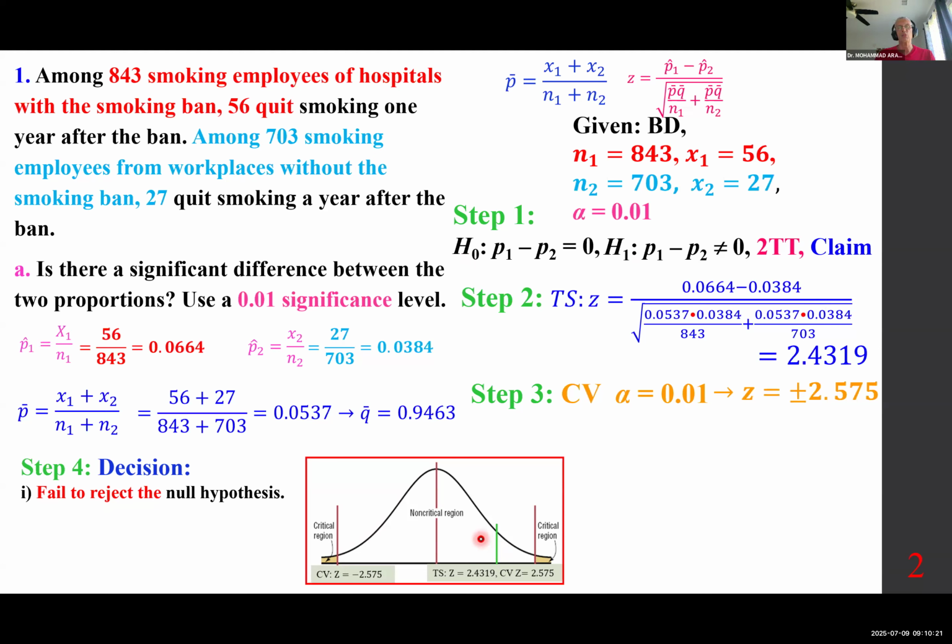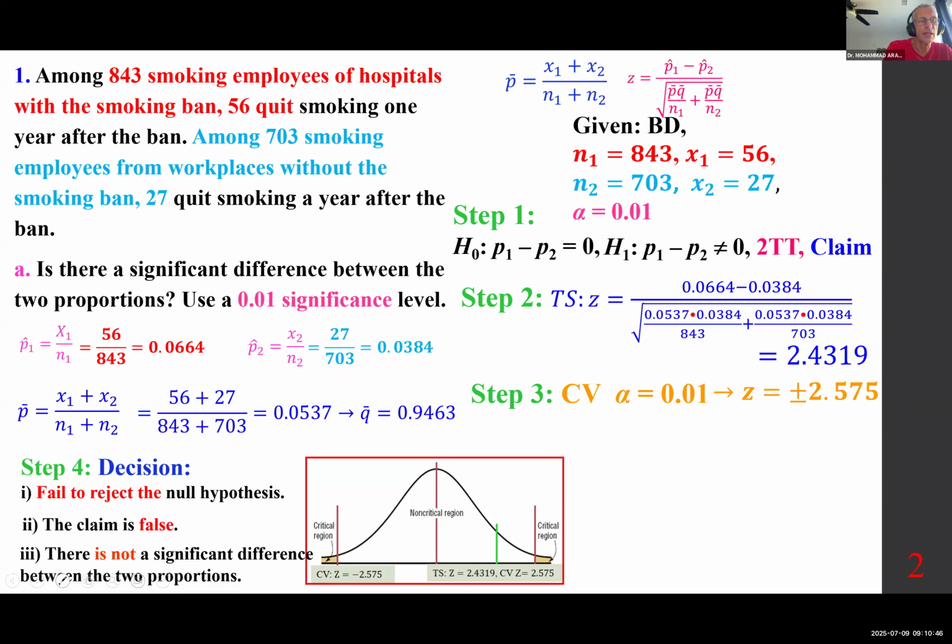And now we expand to the second part and the third part. The second one is: is the claim true or false? Well, if we are not rejecting H0, that means we are rejecting H1. That means we are rejecting the claim. That means the claim is false. And now we restate as follows: there is not a significant difference between the two proportions, because that was the question.